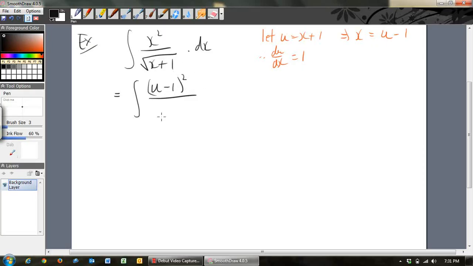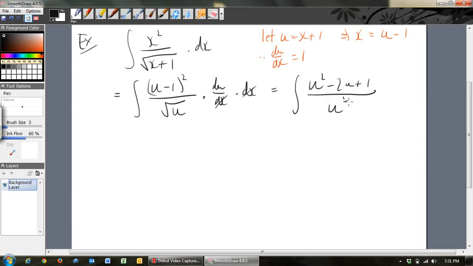On the bottom line, we've got the square root of u, and then du dx is there because it's just 1 times dx. Those dx's cancel, and you just get du. Okay, so let's just do this. What I'm going to do is expand. I'll just rearrange it. So expand the top one, u squared minus 2u plus 1 over u to the half du equals, and I'll go through.